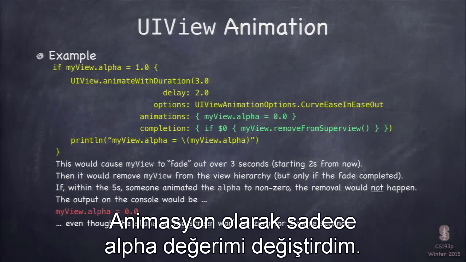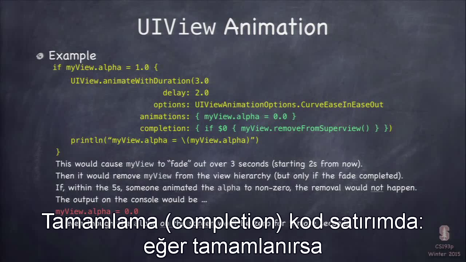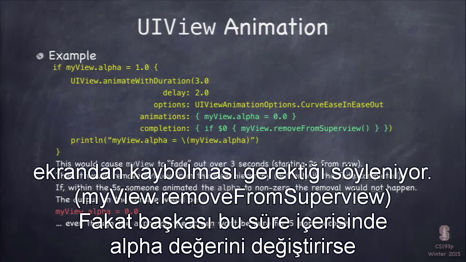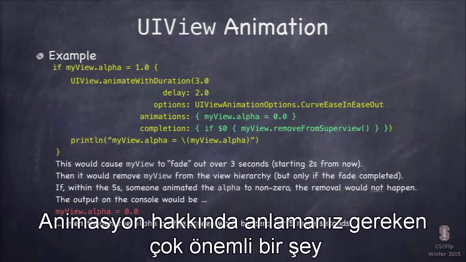And then in my block, I just change my alpha from 1, which is what it started out as. I have an if that says only do this if I'm fully opaque. So I just set it to 0. That's all I have to do. And then in my completion block, if I finished, that's the if $0, that's the finished thing. If I finished, then I'm going to remove myself from the superview. But if someone else animated alpha in between, then I'm not going to remove myself from the superview, which makes sense, right? Because they probably changed the alpha to something non-zero.